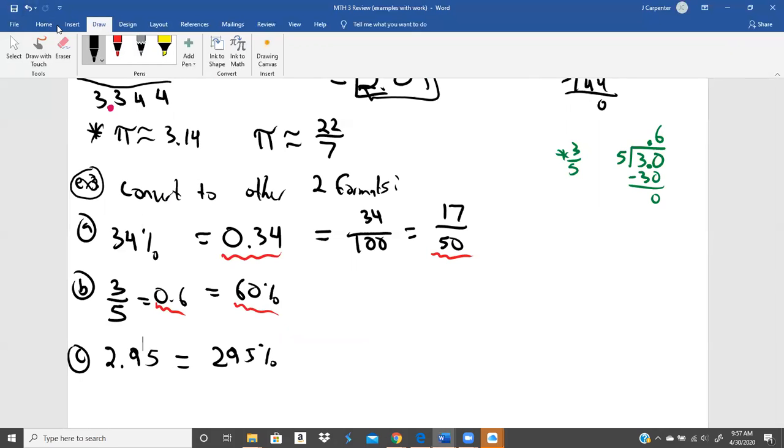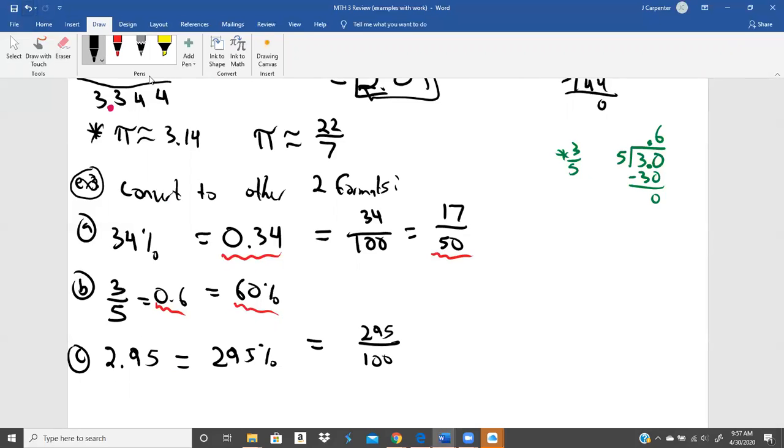Now to go to a fraction, I'm going to start with the 2.95 again. To get the fraction, I'm looking at this because I see two decimal places. That says my denominator would be 100. So this has a denominator of 100. And then you can just write the 295 in the top. Now this is an improper fraction.